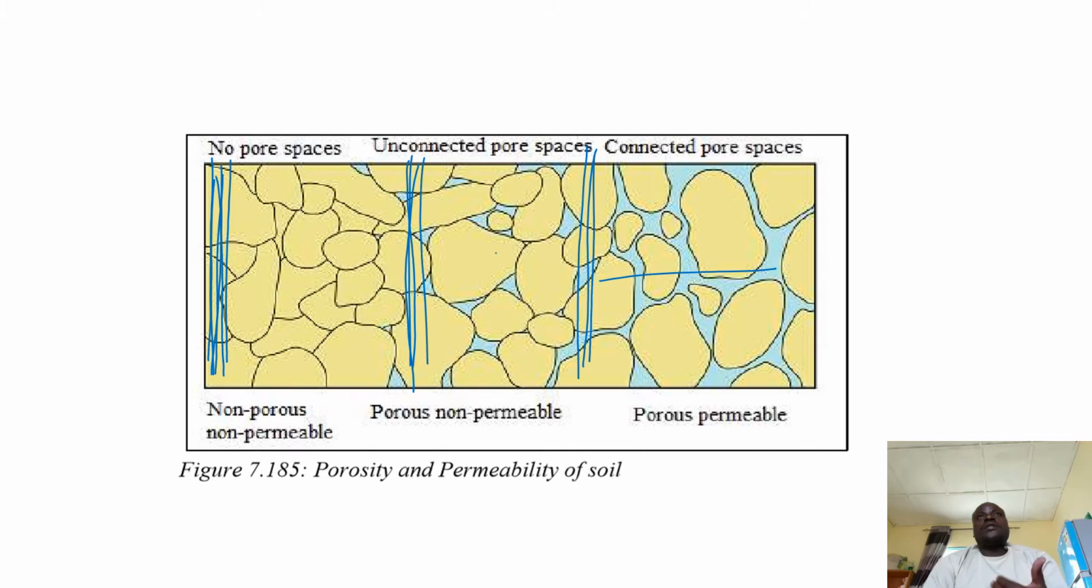If soil is permeable, it means it has more pore spaces, water can pass through easily. If soil is impermeable, it means the pore spaces are not there, or they are very limited. Water cannot easily pass through.